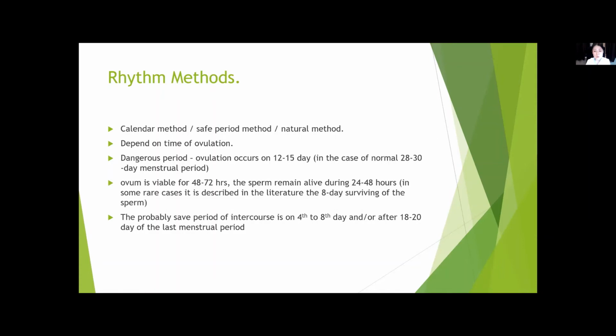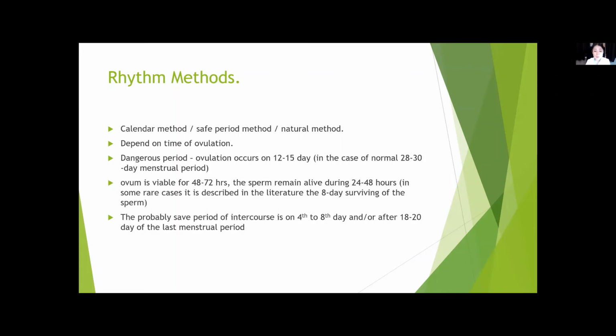in the case of a normal 28 up to 30-day menstrual period. The ovum is viable for 48 up to 72 hours. The sperm remain alive during 24 up to 48 hours. In some rare cases, 8-day survival of sperm is described in the literature.